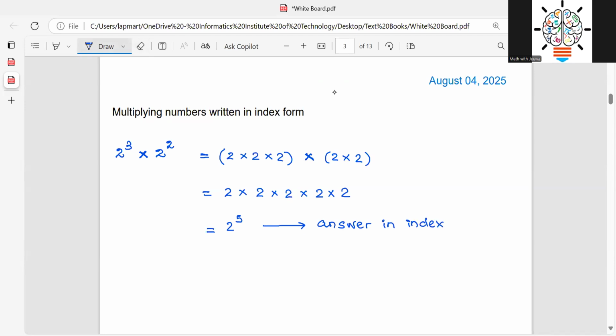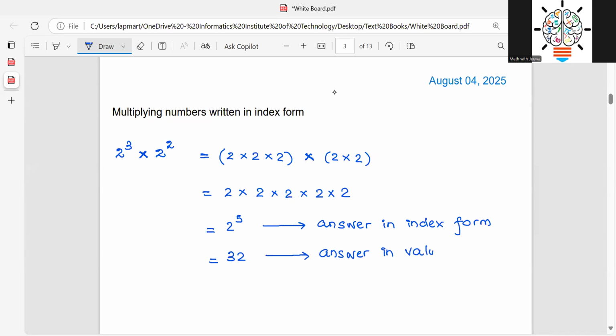Answer in index form. If you want to get the answer in value form, what you should do: 2 times 2, 4. 4 times 2, 8. 8 times 2, 16. 16 times 2, 32. So this answer we call the answer in value, right? Answer in value.